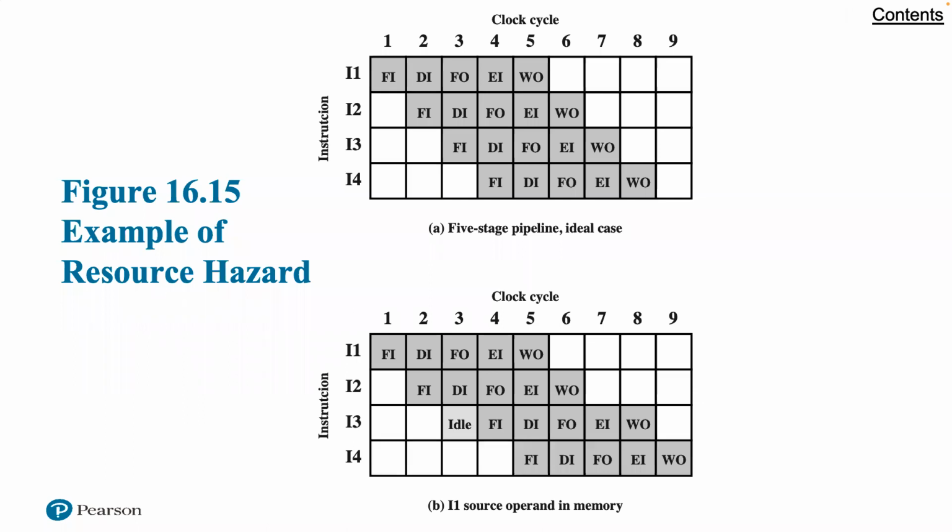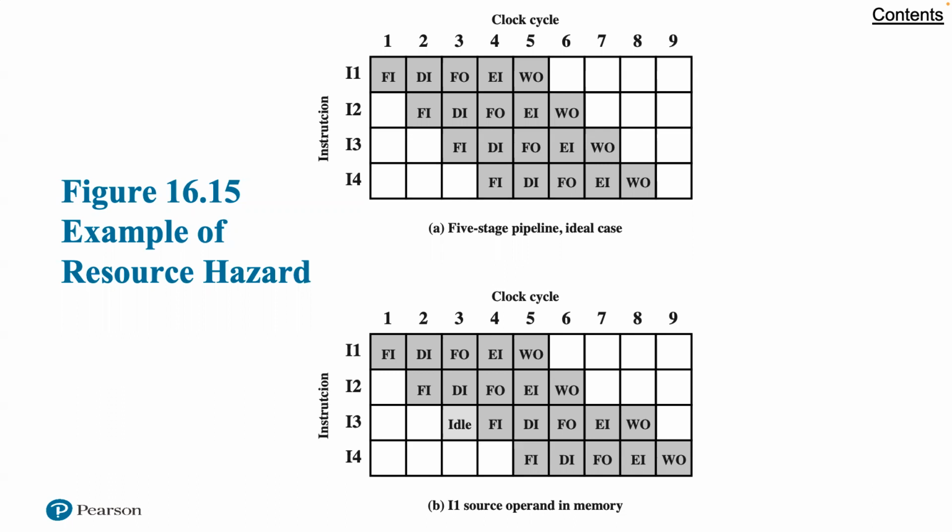There are three types of hazards: resource, data, and control. A resource hazard occurs when two or more instructions that are already in the pipeline need the same resource. The result is that the instructions may be executed in serial rather than in parallel for a portion of the pipeline. A resource hazard is sometimes referred to as a structural hazard. Let us consider a simple example of a resource hazard. Assume a simplified 5-stage pipeline in which each stage takes 1 clock cycle. Figure 16.15a shows the ideal case in which a new instruction enters the pipeline each clock cycle.